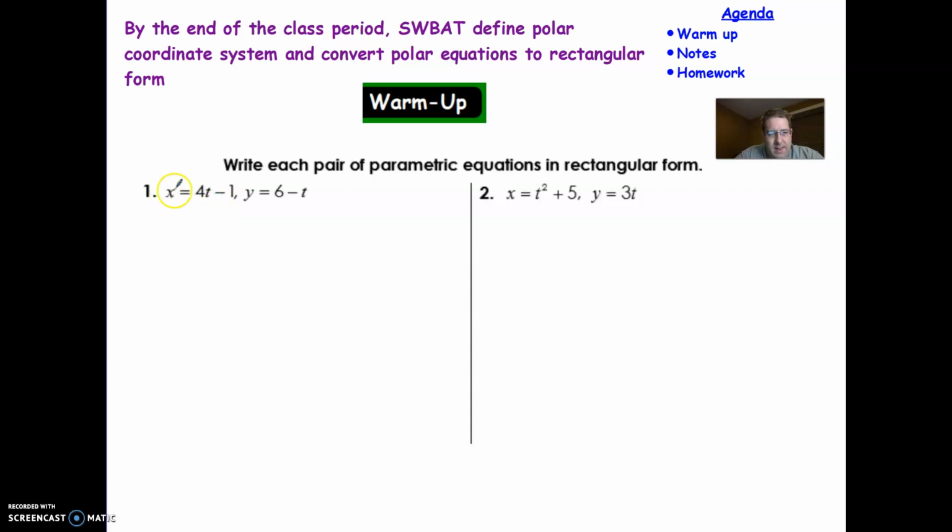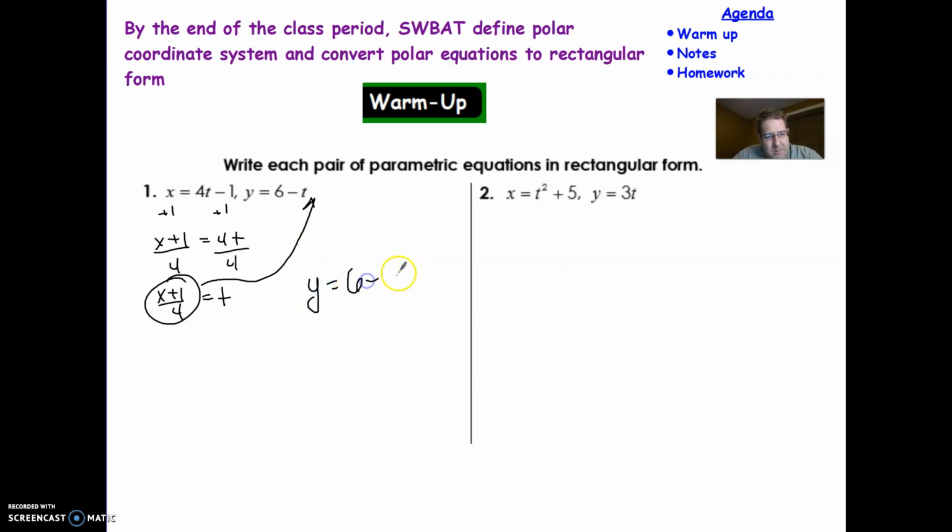So we'll always take the x equals parameter, which is the horizontal distance, and set it equal to t. So I'm going to add 1 to both sides. That gives me x plus 1 equals 4t, and then divide both sides by 4, so that t equals (x plus 1) over 4. Then I'm going to take this equation, if that's what t equals, and plug it in for t right there, so that y equals 6 minus (x plus 1) over 4.